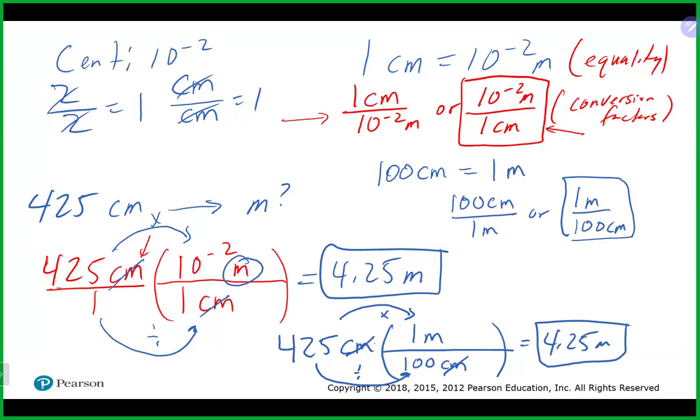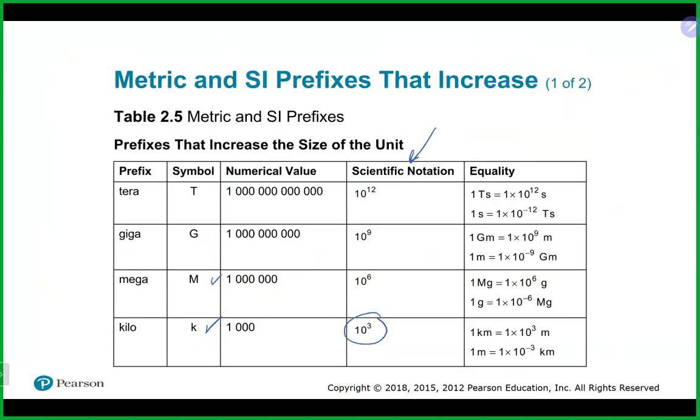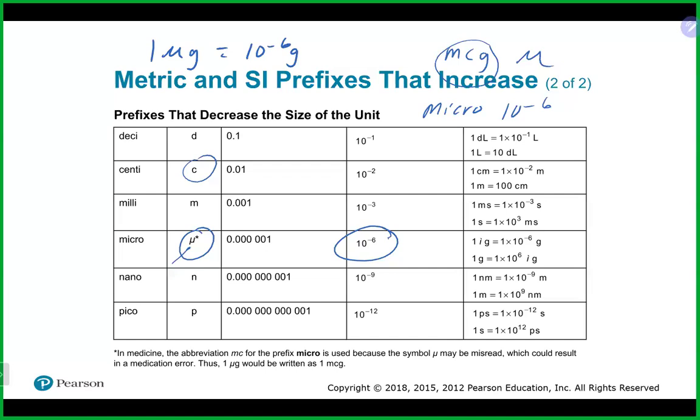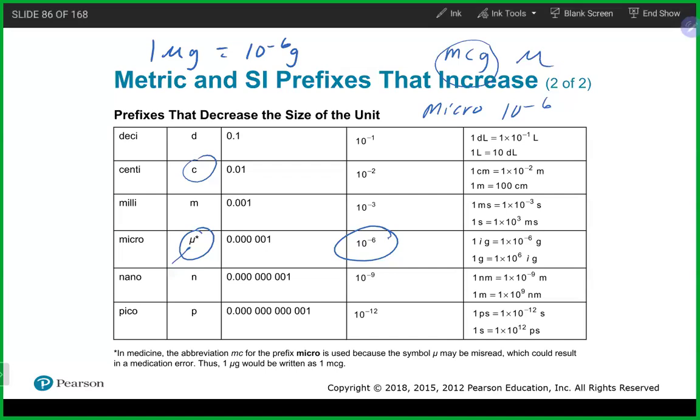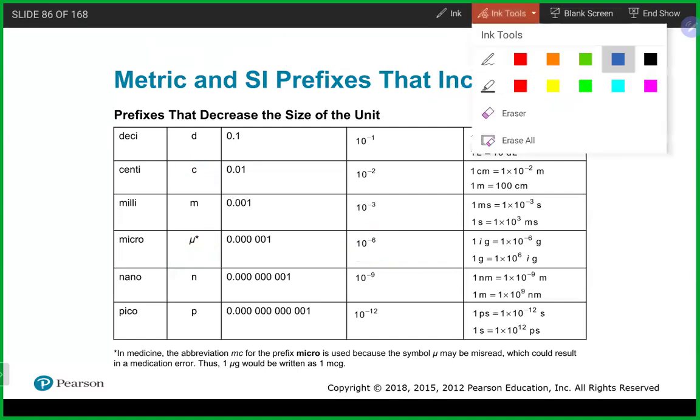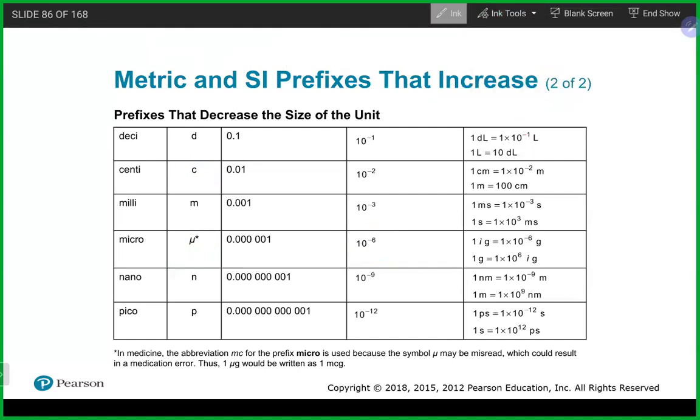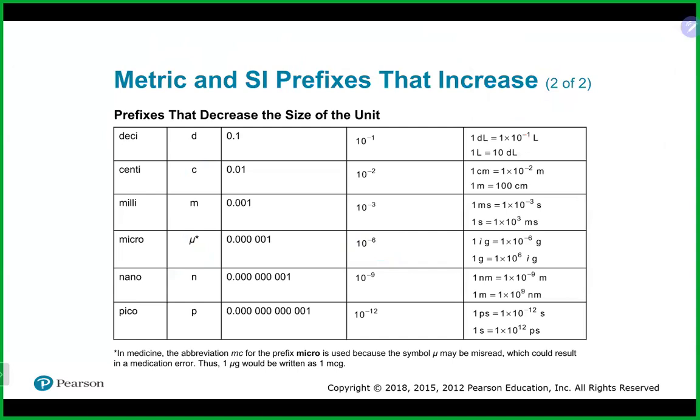Okay, so why don't you try one maybe? Let's do, let's see, we have 2,325 micrograms. How many grams is that? So why don't you take a second, try to set it up with the conversion factors. There's our micro right there. And see what you come up with.